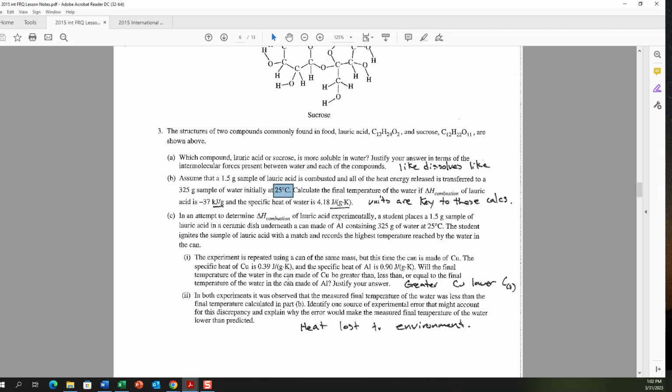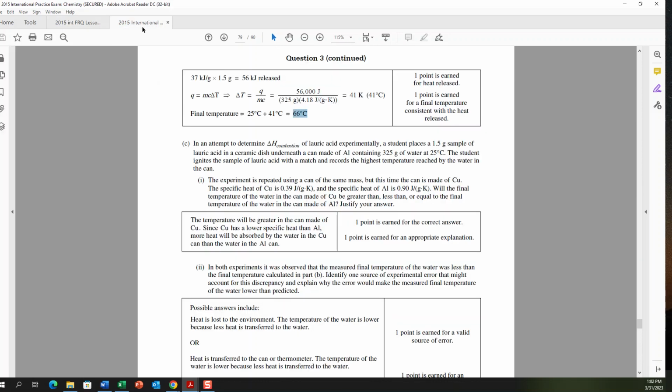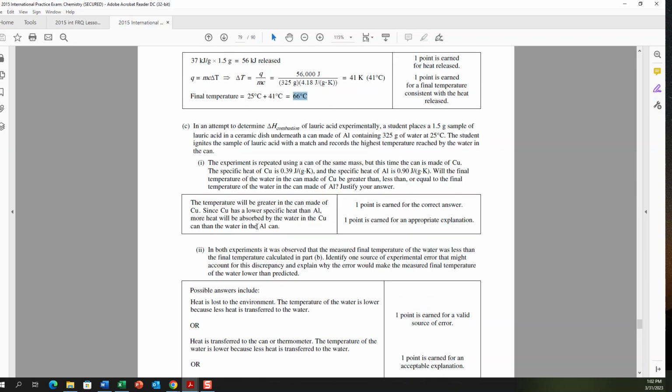Will the final temperature of the water in the can made of copper be greater than, less than, or equal to the final temperature in the aluminum can? Because copper has a lower heat capacity, the copper is not going to absorb as much heat as the aluminum would. So in the copper can, the water would end up absorbing more heat. So the final temperature of the water in the copper can would be greater, because copper has a lower heat capacity.